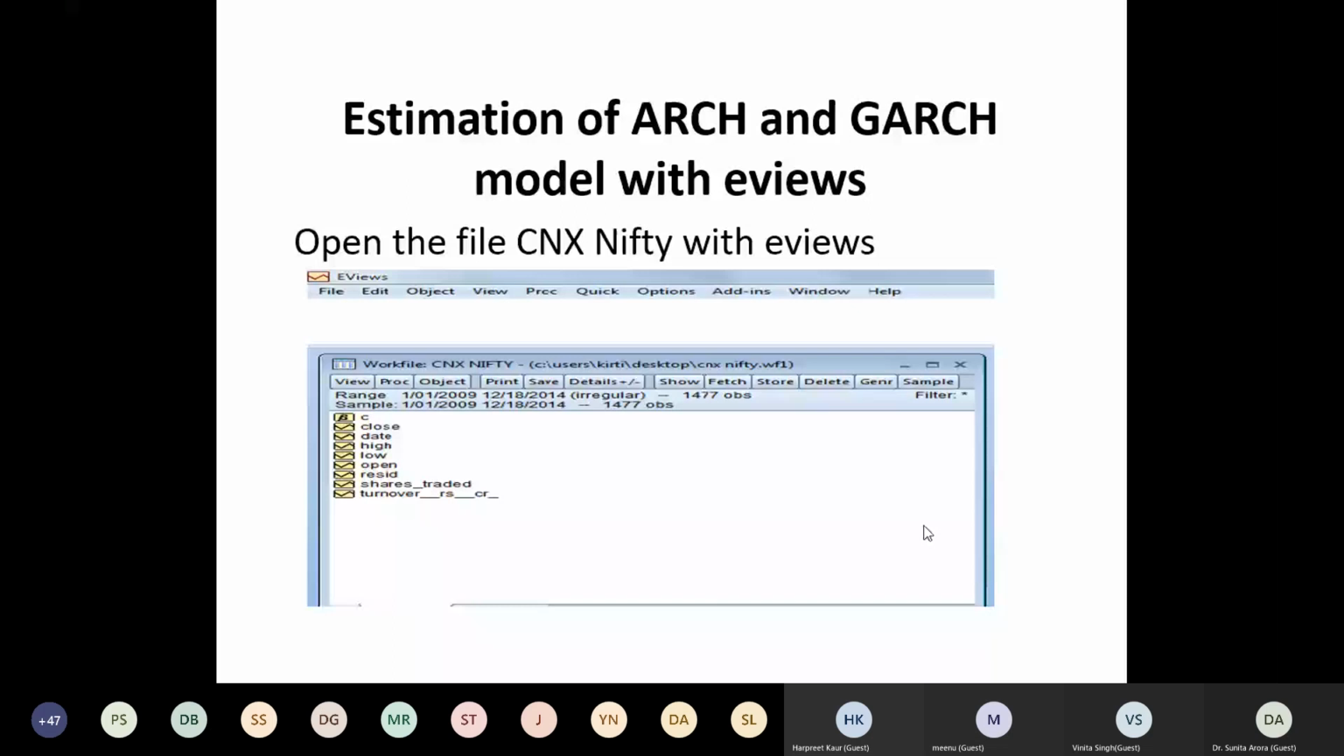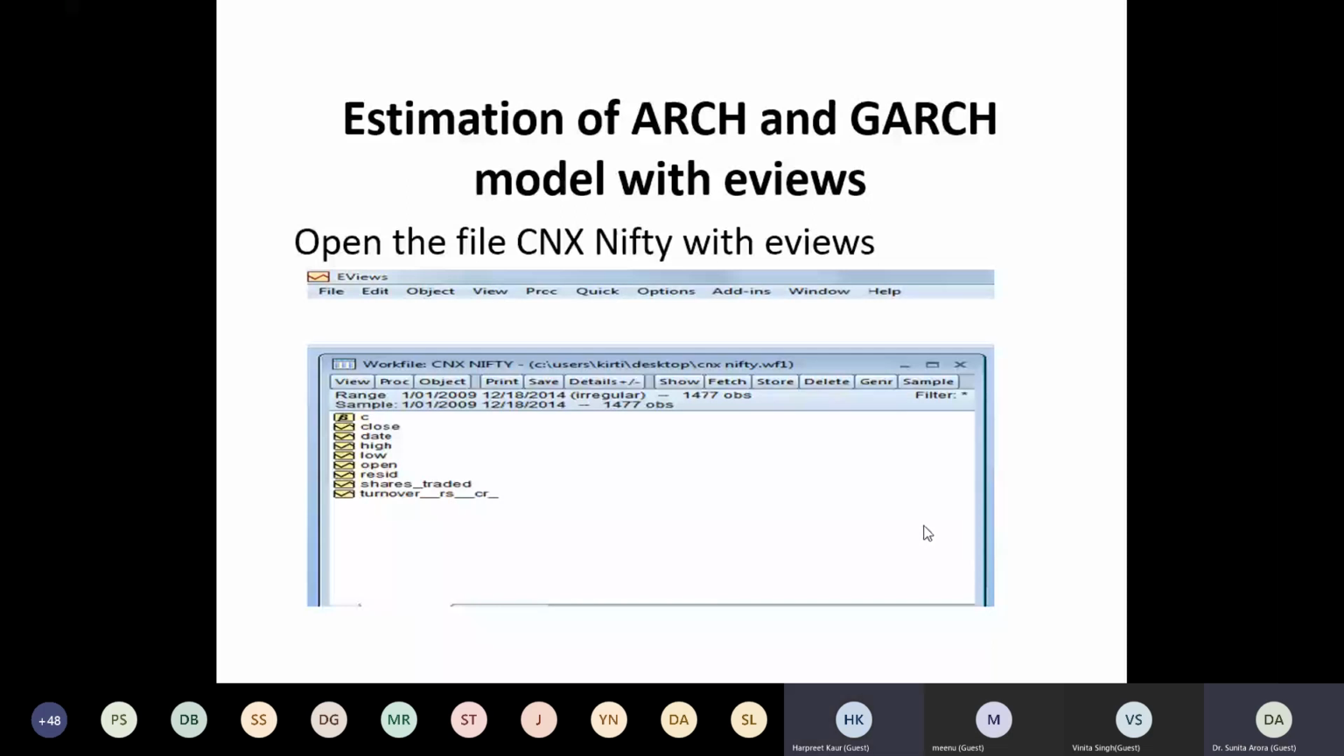Clear? All the information is conditional. Arch means conditional. It is conditional on the previous value of itself. In case of Garch, it is conditional on its previous values as well.